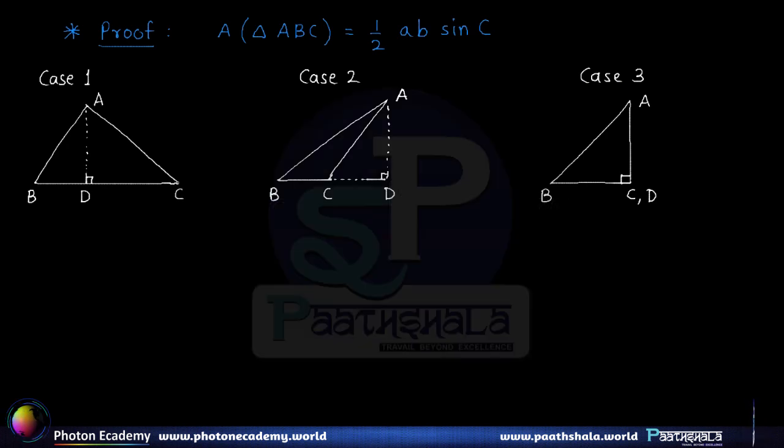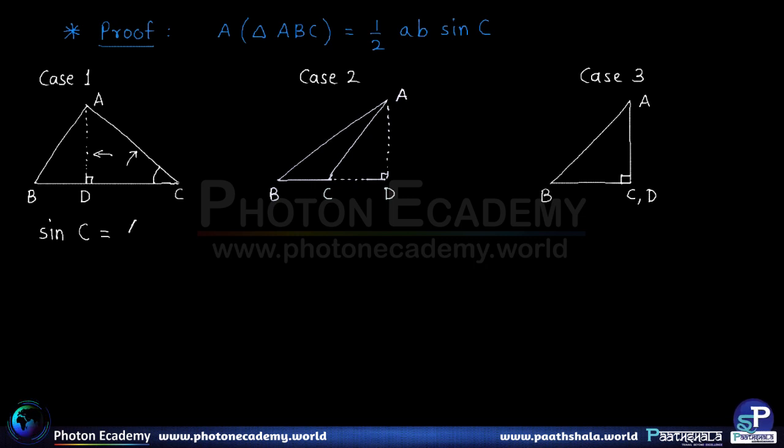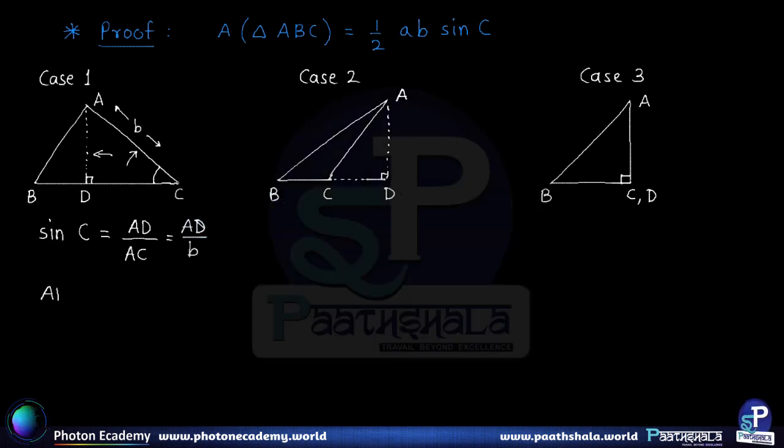Now in the first case, when angle C is an acute angle, we can write sine C as the opposite side upon hypotenuse, that is nothing but AD upon AC, which is nothing but AD upon b, because side AC is denoted by b. So therefore on cross multiplying we get AD is equal to b sine C.